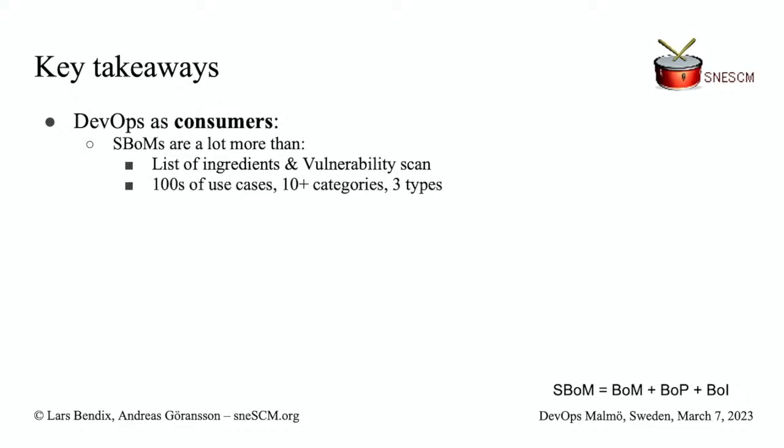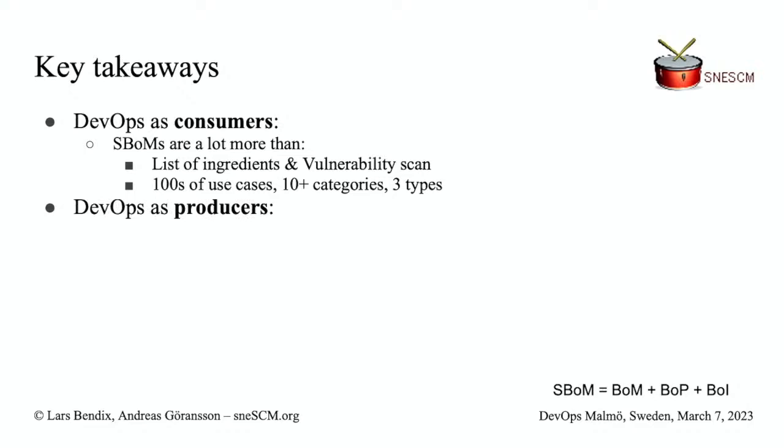Yeah, and during our work with our white paper, as Lars said, we came across hundreds of use cases, but we have tried to narrow it down to around 10 use categories and 3 types of things that you need in your software BoM.